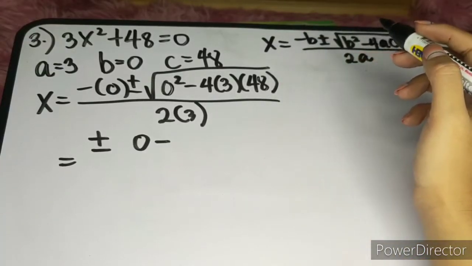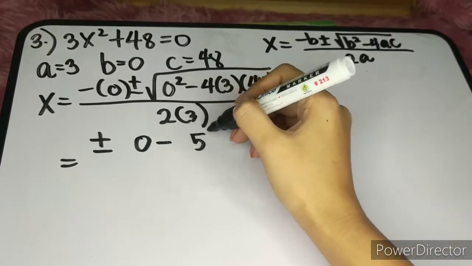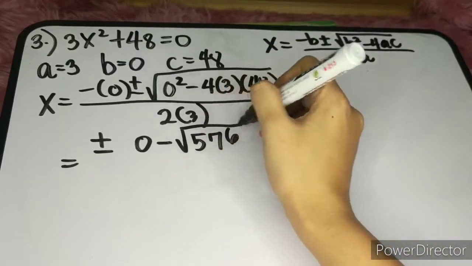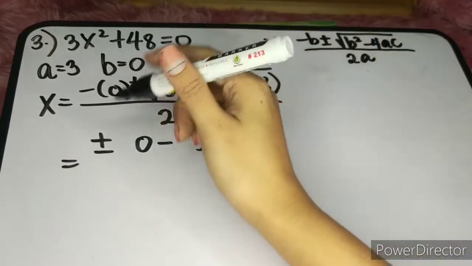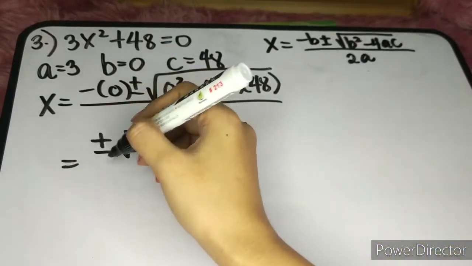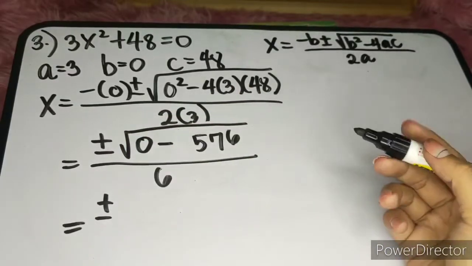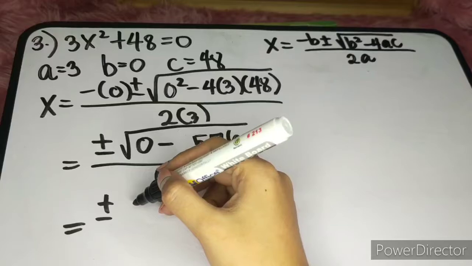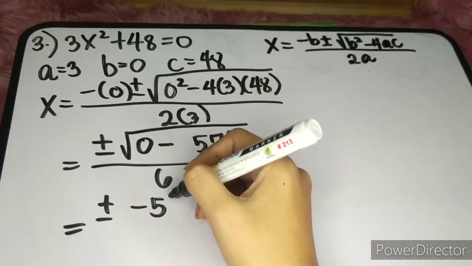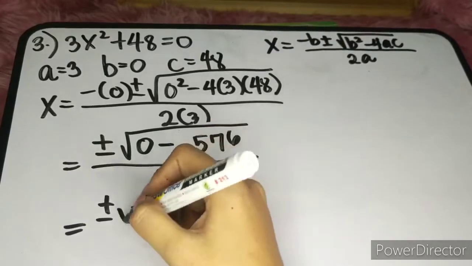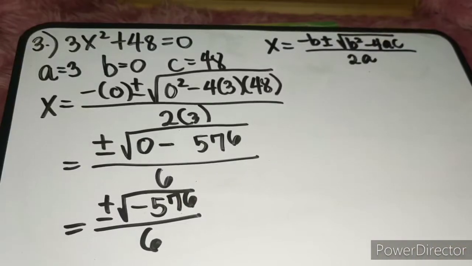12 times 48 is 576. Ay, sorry. Over 2 times 3 is 6. So, we will be having positive, negative, 0 minus negative 576. So, dahil 0 to, babawasan mo ng 576, negative 576 yung nasa loob over 6.